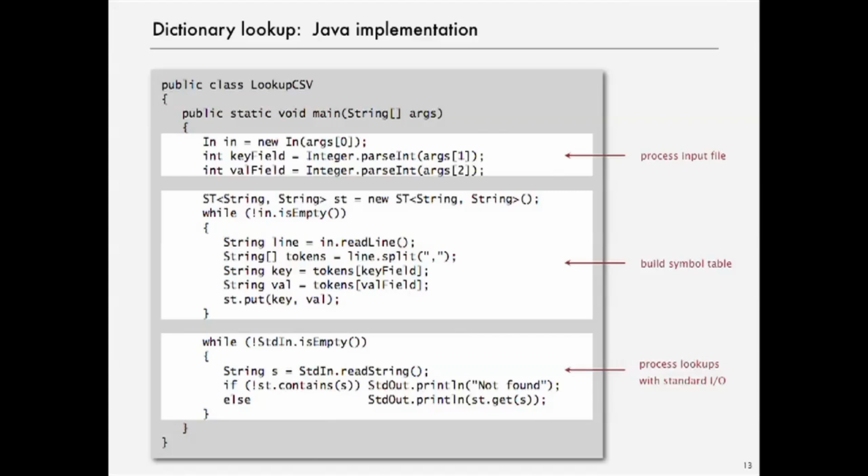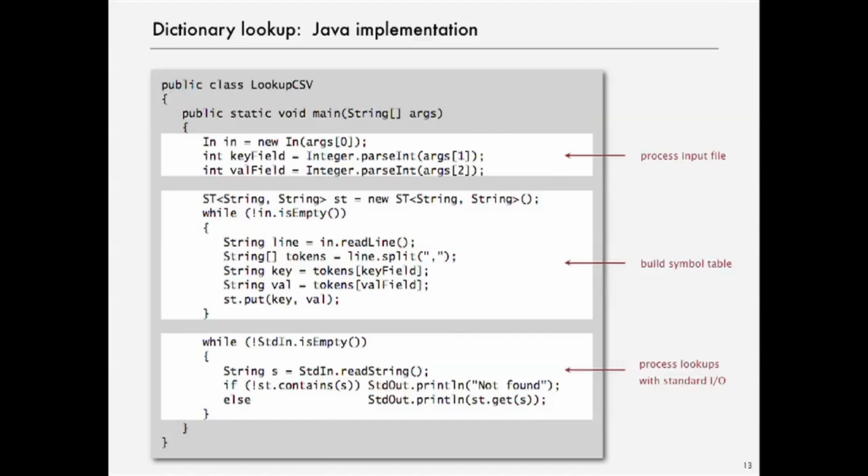Well, first thing is to set up the input stream from the first argument, so that's our input file, and then get the numbers of the fields, so the key and the value, and now build a symbol table that associates strings with strings. Then there's a while loop where we just read a new line, read line, and then split according to comma into tokens in an array. And then the index in the array is going to be the fields that we're going to use.